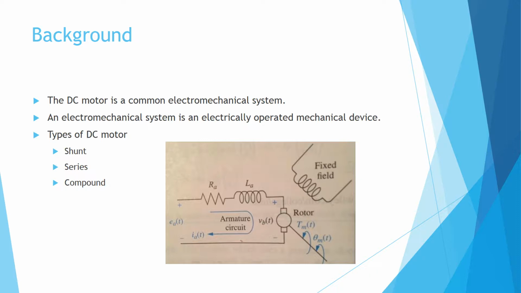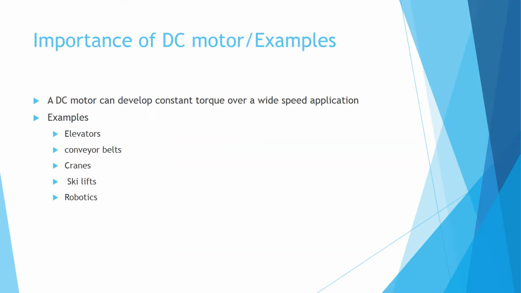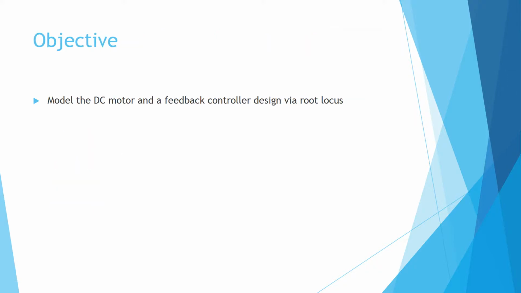There are three types of DC motors: shunt, series, and compound. DC motors are important because they can develop constant torque over a wide speed application. There are many examples of DC motors, such as elevators, conveyor belts, cranes, ski lifts, or robotics. The objective of this project was to model the DC motor and a feedback controller design via root locus.